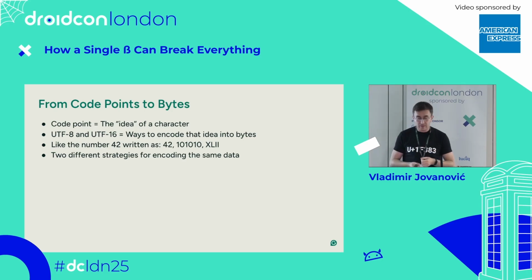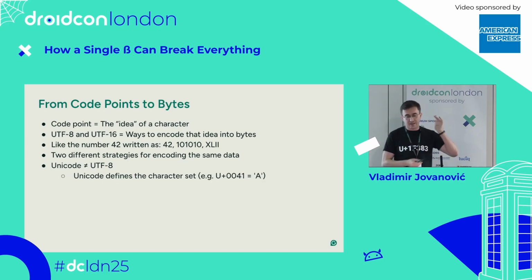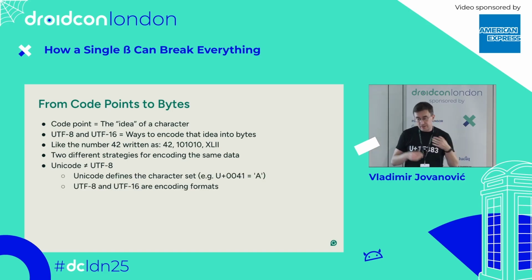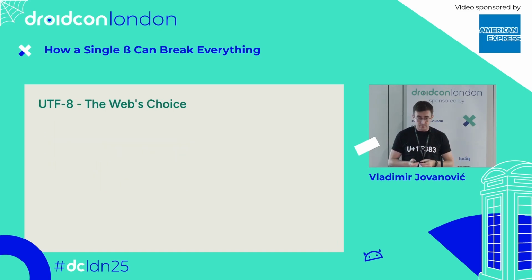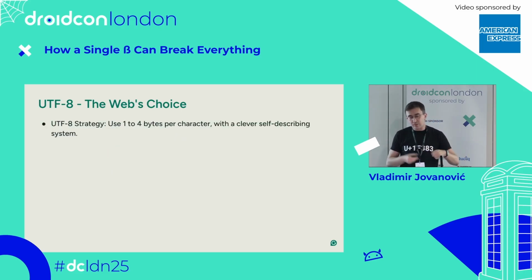And here's where a lot of confusion comes from. People think that UTF-8 and Unicode are the same thing, but Unicode is a character set, a big table that says 41 is the letter A, while UTF-8 is just one way of storing those characters as bytes. So UTF-8 uses anywhere from 1 to 4 bytes per character and has a clever self-synchronization system that I will explain later. But first, let me start by explaining why UTF-8 essentially dominated the internet.